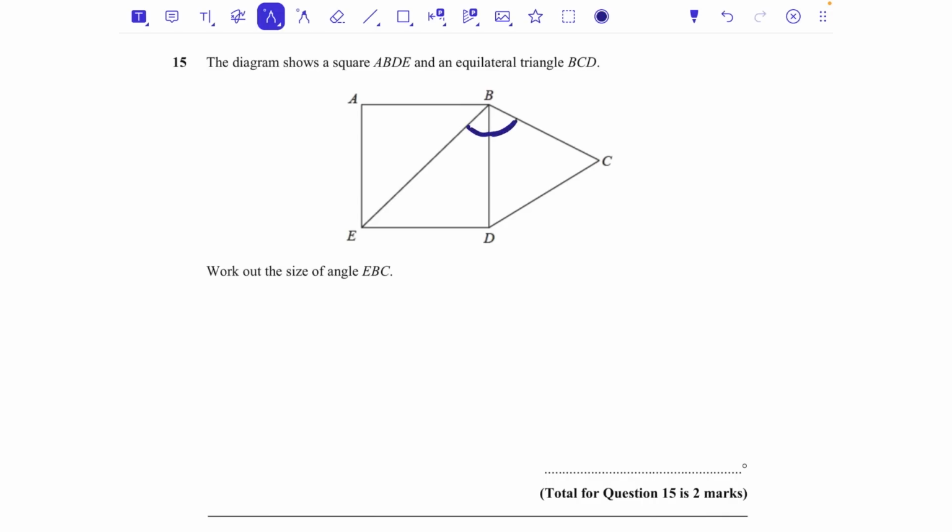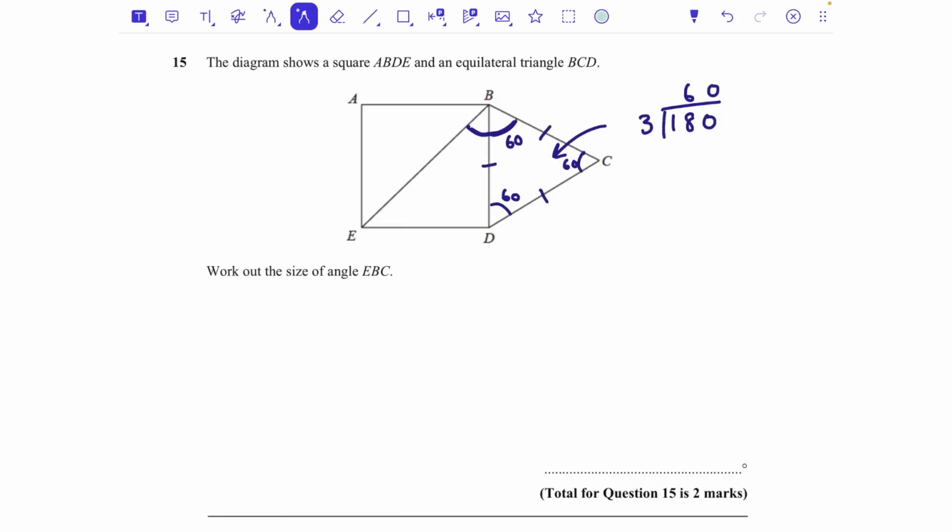Now, because we're told this is an equilateral triangle, I know that all 3 sides here are the same length. Angles in a triangle add up to 180. And if all 3 sides of that triangle are the same, then all 3 angles would be the same. So to get all the angles inside this triangle, I'm going to do 180 divided by 3, which is 60. So that means this is 60 degrees, this is 60 degrees, and this part here is 60 degrees.